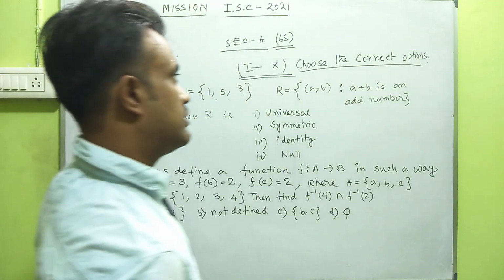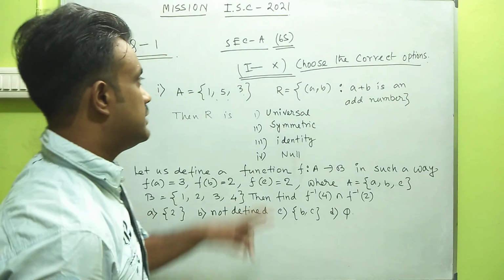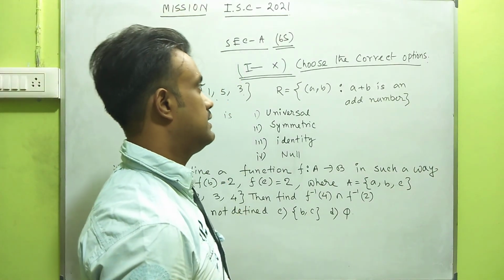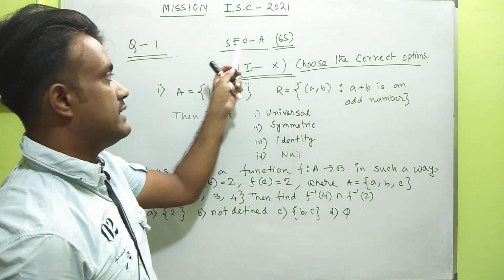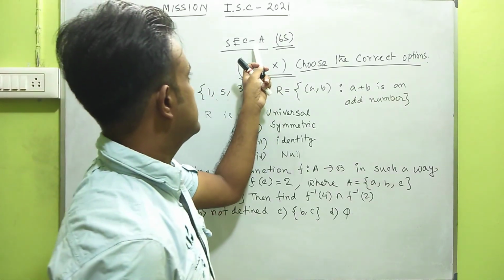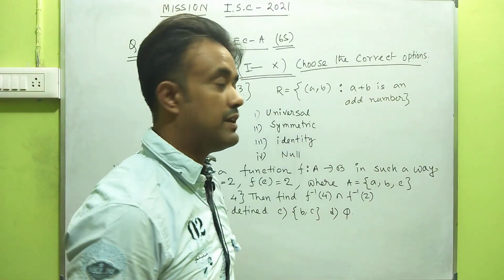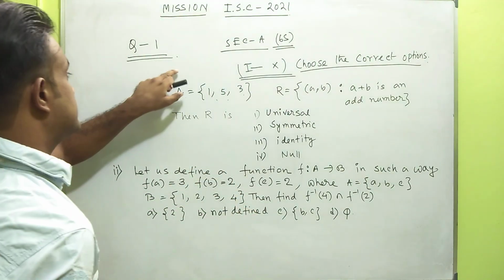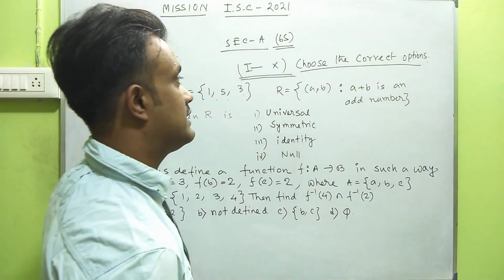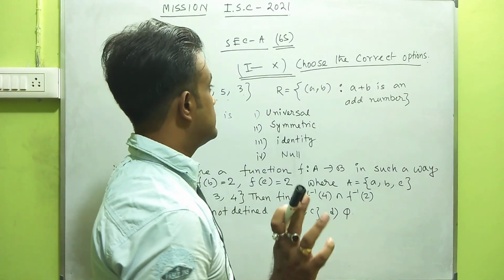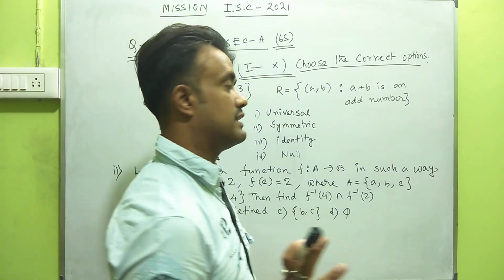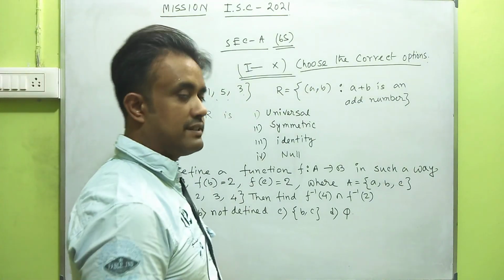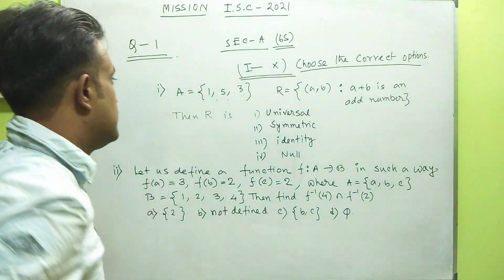Now today we are going to discuss a model paper. Section A contains 65 marks, where the first 10 questions, from question number 1, are multiple choice questions. Choose the correct option. So let's see what the question is.